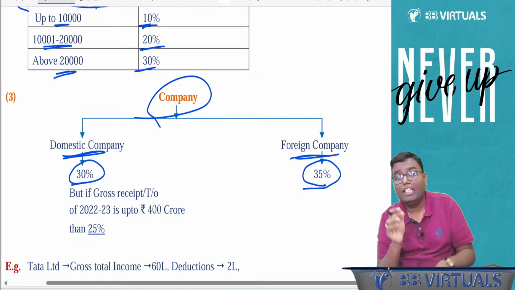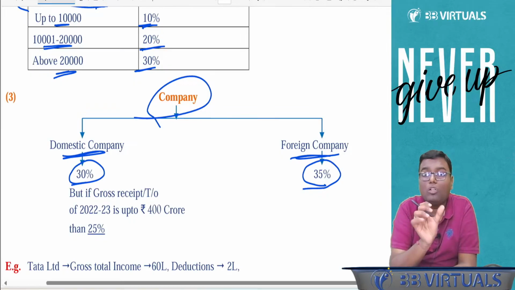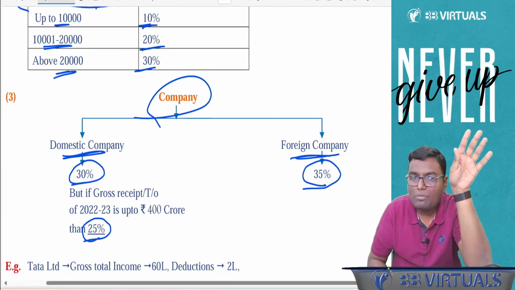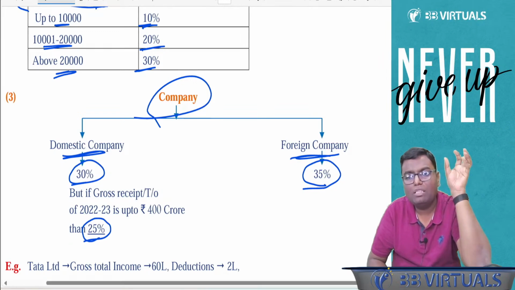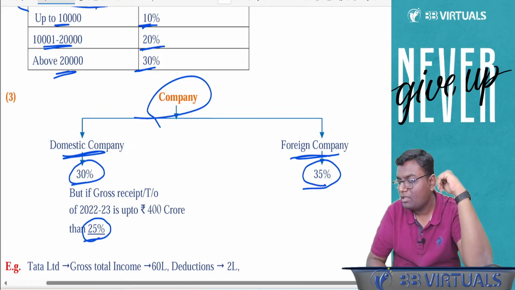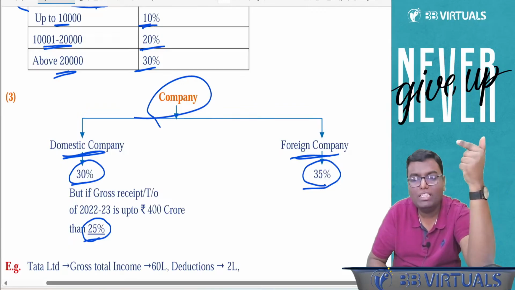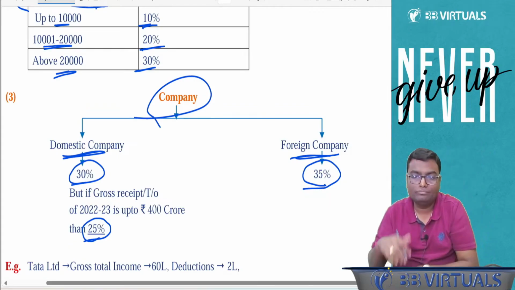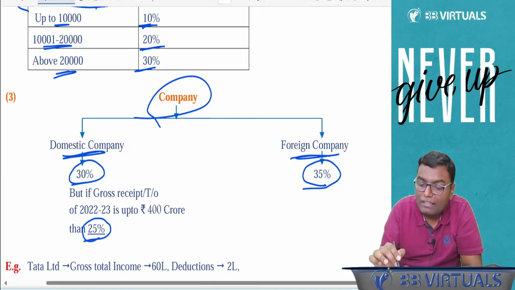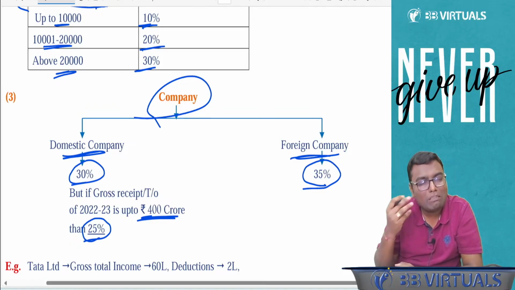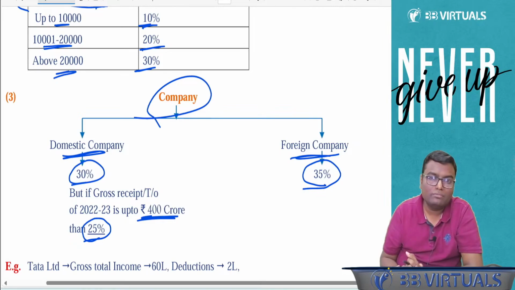However, if you are a small domestic company, small not as per the Companies Act, the tax rate will be only 25%. So to a normal domestic company, a big domestic company, 30% tax rate is applicable, but to the small domestic company, only 25% tax rate is applicable. Question arises, how to see whether that company is a small company or not? If the turnover, what is the meaning of turnover? Sales. If the turnover is less than or equal to 400 crore, the company is a smaller one, and only 25% tax rate is applicable.